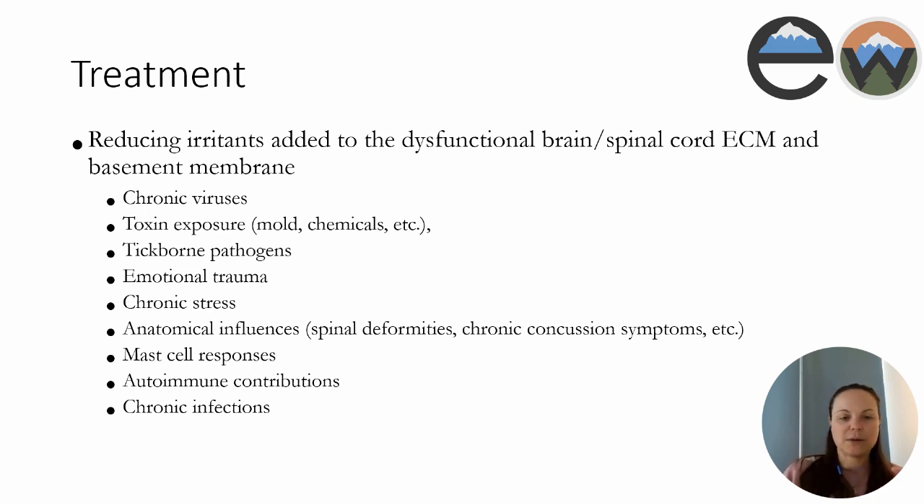So we talked about the local tissue trauma, so spinal deformities, chronic concussion symptoms, anything that's happened to the neurological tissue physically, mast cell responses, abnormal mast cell responses. We're still talking about the same neuroimmune connection, autoimmune contribution. So if you have an underlying autoimmune pathology that might be feeding into this as well, or chronic infections, all of these things need to be looked at.